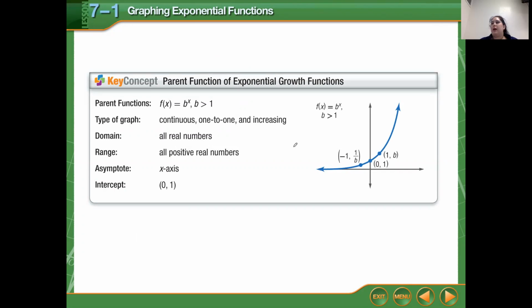So to start off, here is the parent function of exponential growth. As we can see, it's going up and to the right. This is b to the x, where b is greater than 1. It is continuous, 1 to 1, and increasing. The domain is all real numbers. My range is all positive real numbers.